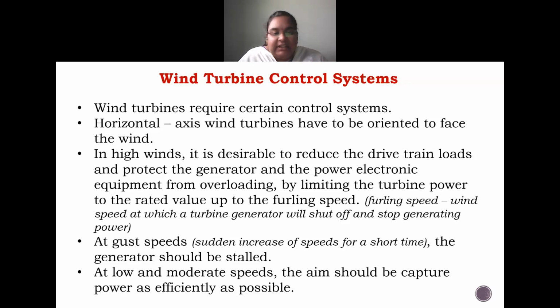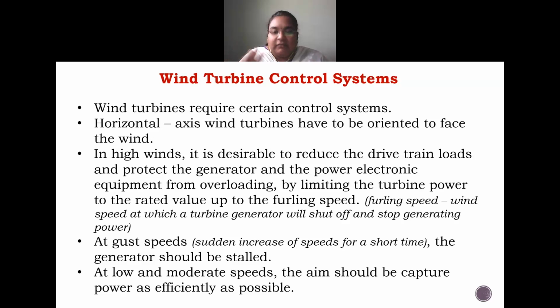At gust speeds, gust means a sudden increase of wind speed for a very short time. The generator should be stalled. What happens is, at the gust speeds the generator will be stopped. Again, after the short increase of speeds is gone, the turbine will be restarted. So we have two types of speeds: the first one is the furling speed, the second one is the gust speed.